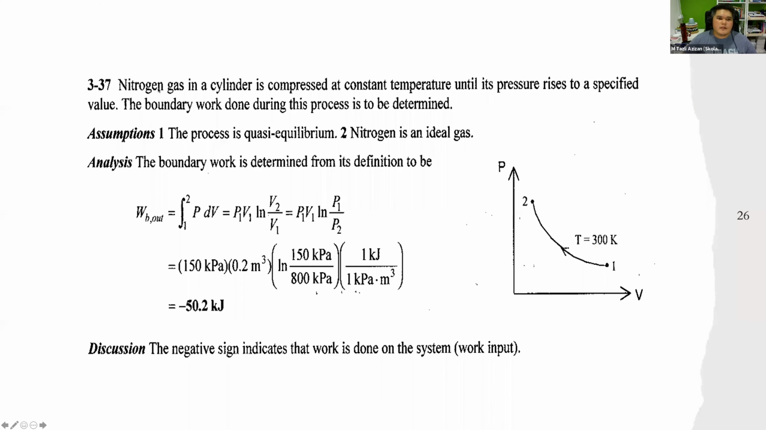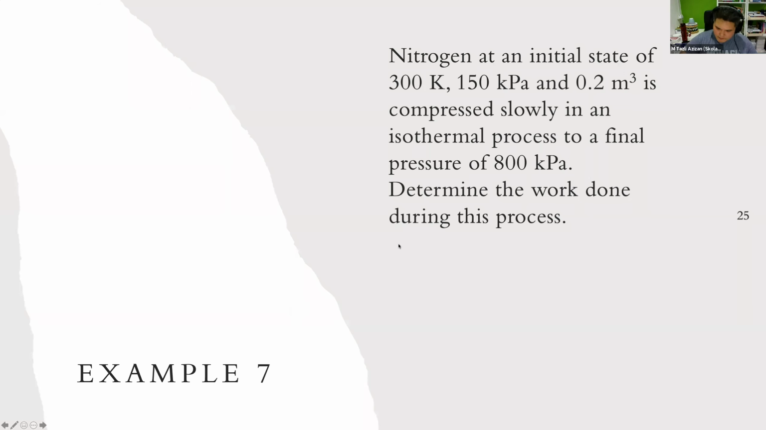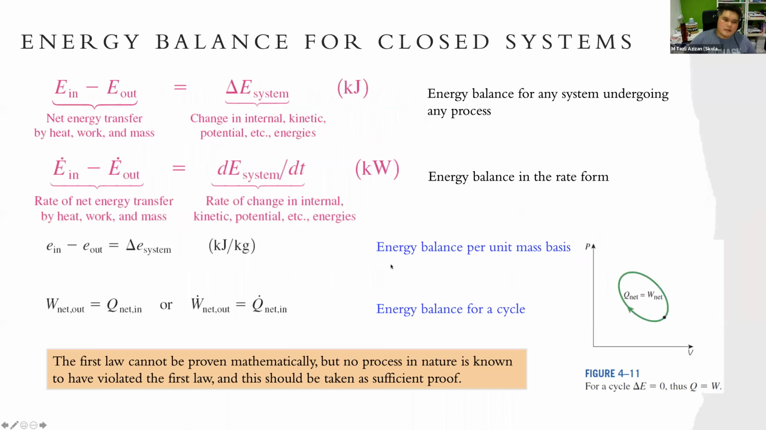So the assumption again, the process is quasi-equilibrium. Nitrogen is an ideal gas. So straight away we use this particular equation, P1 V1 ln V2 over V1. Then we can substitute V2 over V1, because we do not know the volume, but we know the pressure. Both pressures we know. Then we put ln of P1 by P2. We substitute and then we get the negative sign, which indicates the work done into the system. Okay. Right.